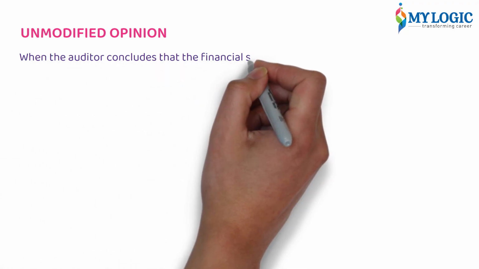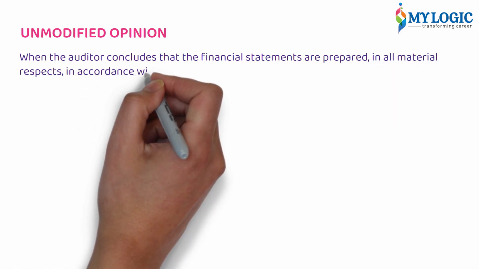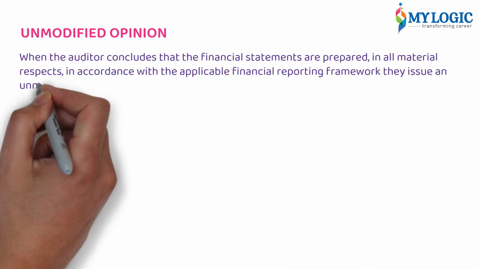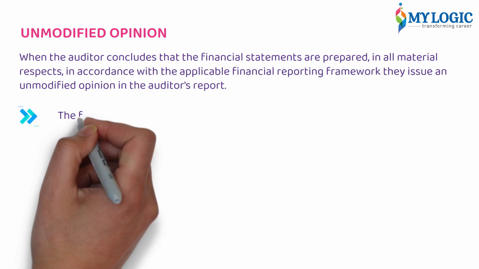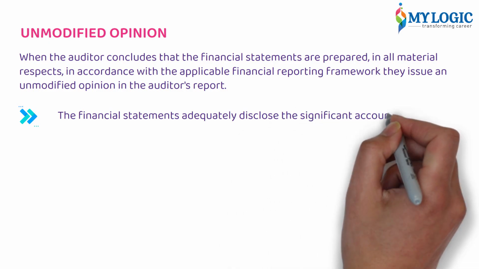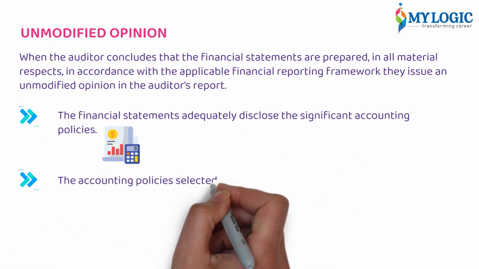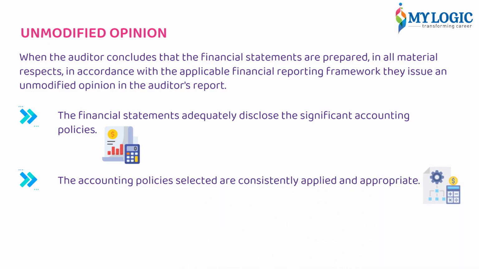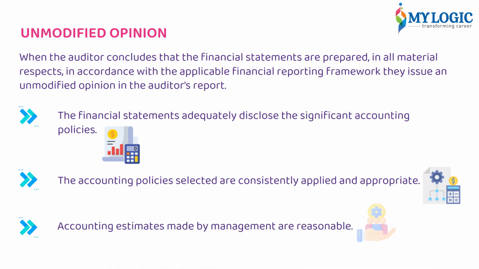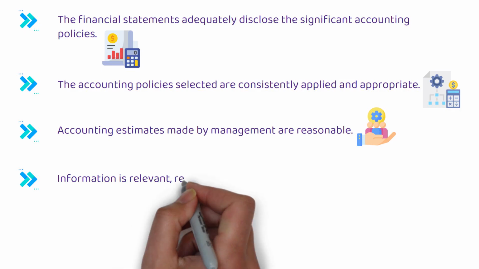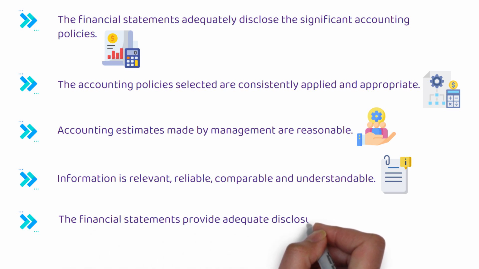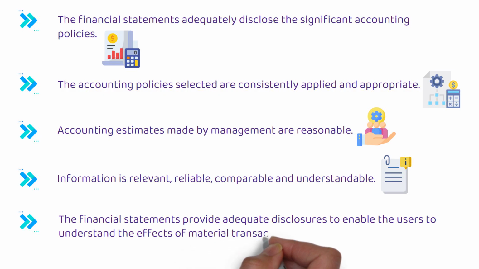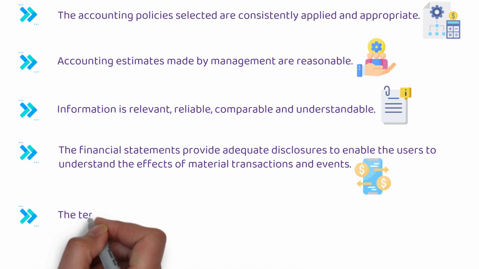Unmodified opinion. When the auditor concludes that the financial statements are prepared, in all material respects, in accordance with the applicable financial reporting framework, they issue an unmodified opinion in the auditor's report. This will mean the financial statements adequately disclose the significant accounting policies. The accounting policies selected are consistently applied and appropriate. Accounting estimates made by management are reasonable. Information is relevant, reliable, comparable, and understandable. The financial statements provide adequate disclosures to enable the users to understand the effects of material transactions and events. The terminology used is appropriate.